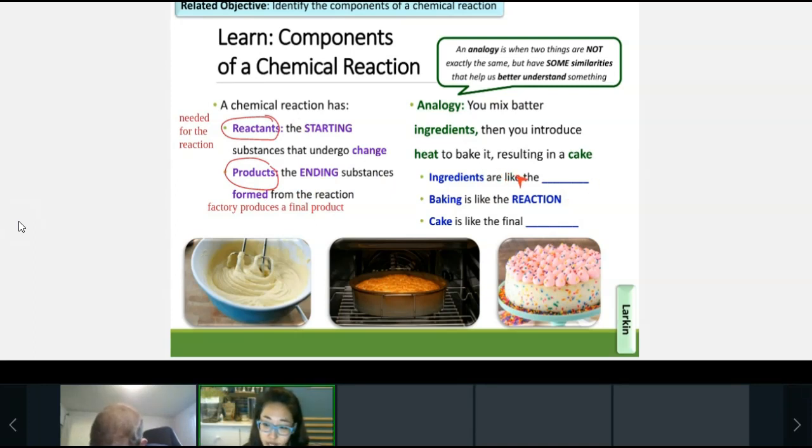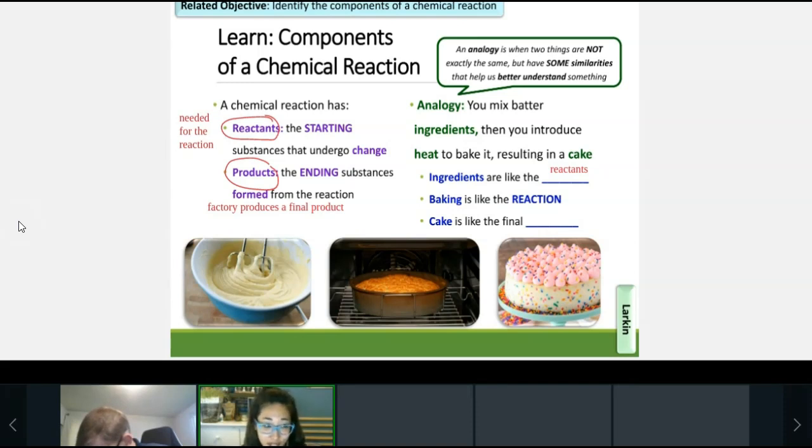Thank you, Tara. Thank you, Eva. Thank you, Adrian. Let's get some more answers. Thank you, Sophia. Yeah, again, ingredients are what you actually start with. So these are going to be more like the reactants in a chemical reaction. So then baking is like the actual reaction. Again, reactants are the ones that react. So they undergo the reaction.